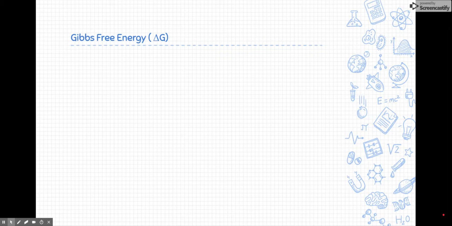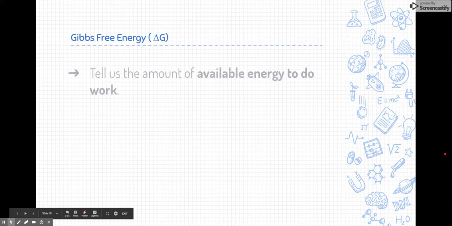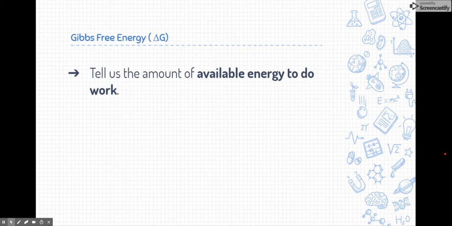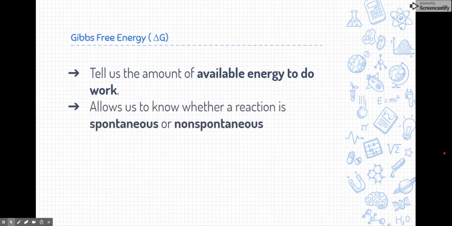Well, Gibbs free energy is the new term we need to learn today, and it's designated by the symbol delta G. Remember, delta means a change in, and G is Gibbs free energy. Gibbs free energy tells us if there is available energy to do work, and it also allows us to know whether a reaction is spontaneous or non-spontaneous.